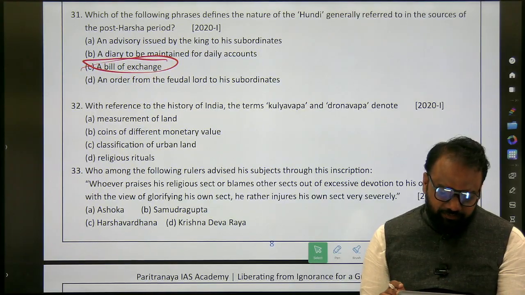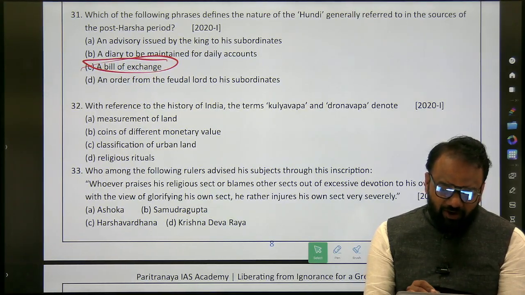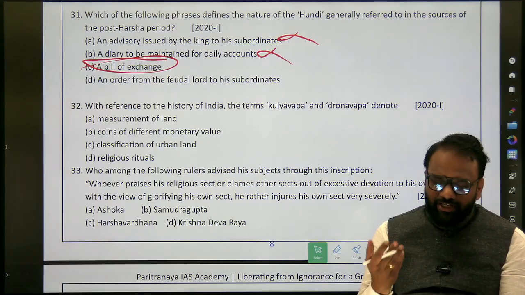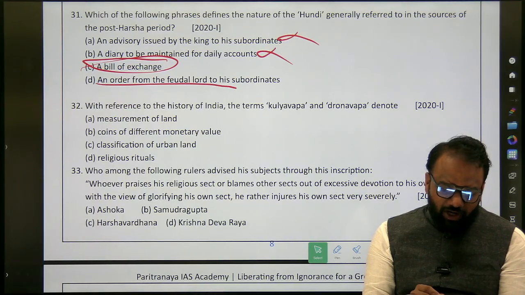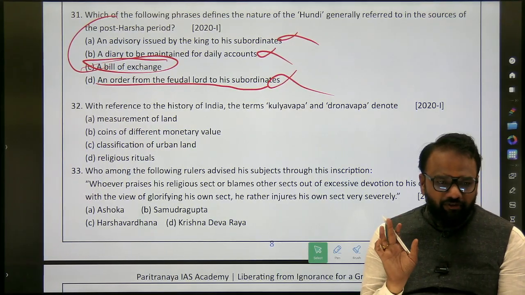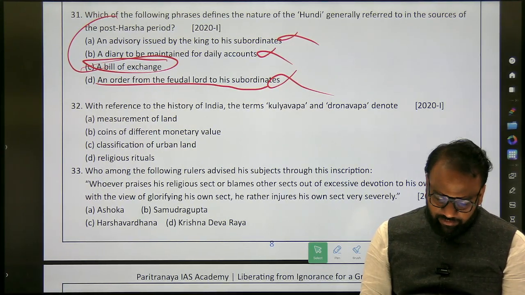Here, advisory is not important. A diary to be maintained, you need not do any exploration exercise here. An order from the feudal lord is not important, just ignore it. You just focus on this question and answer: hundi, bill of exchange.